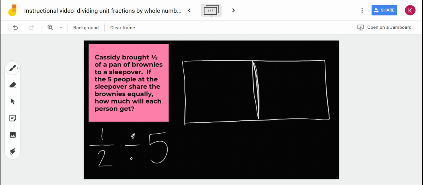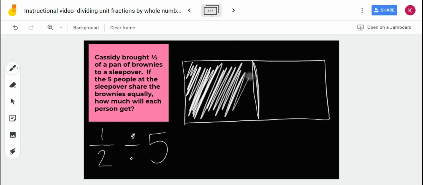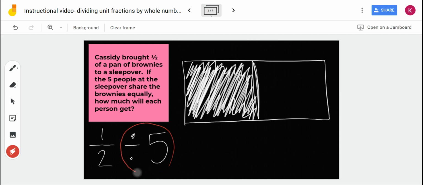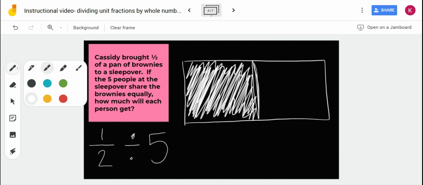Whoops. But still, I need to do something else because I have 2 parts, but I haven't shown that numerator of 1 yet. So I need to shade in 1 out of the 2 parts. Okay, there we go. So there's my 1/2. I showed that with a vertical line, so now I'm going to do horizontal lines the other direction to show my 5 people. So you can imagine we would take a knife and we would cut these brownies.